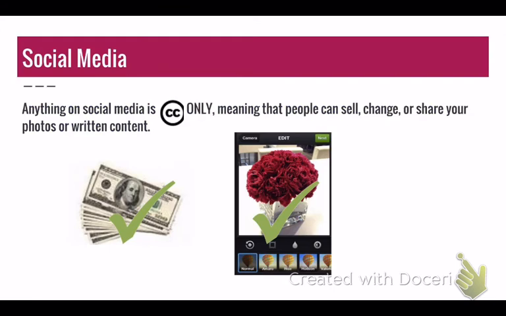If something's posted on social media, this is where it gets a bit tricky. Anything on social media is Creative Commons only. So that means that people can sell it, change it, or share your photos or written content. So there is no ND for no derivatives. There is no NC for non-commercial. People would be able to sell or change or share anything that you post on social media.